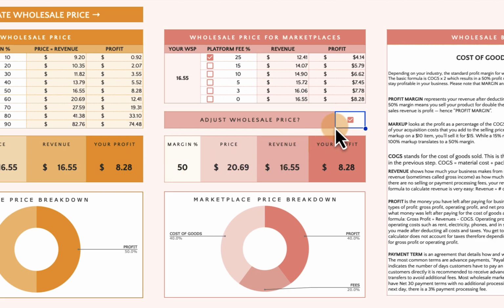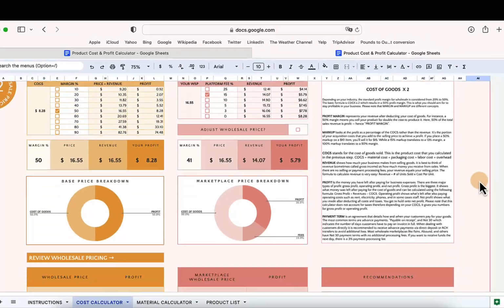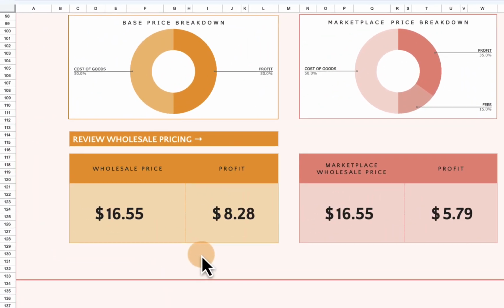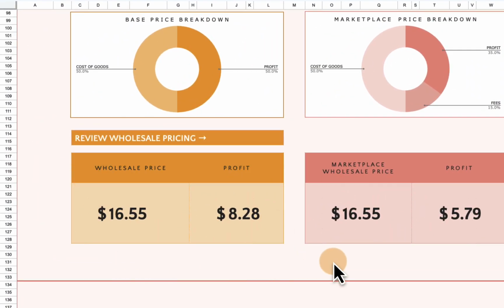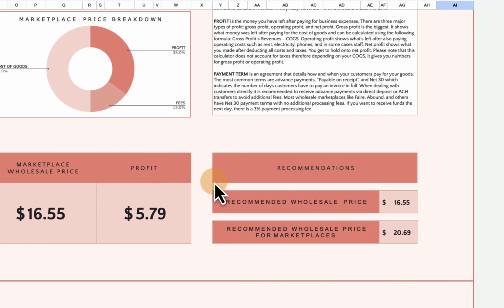Now you can play around with commission numbers and see how you need to adjust your wholesale pricing for different marketplaces. You can review your numbers in the review section, your base wholesale price and profit, your price and profit for marketplaces, and I've included recommended prices if you're new to wholesale and don't know where to start.